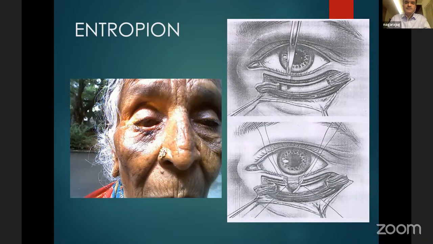According to the textbook description of the modified Wheeler's procedure, double breasting of the orbicularis oculi and a small wedge resection, still the patient ended up with a consecutive ectropion. Here you can see this was a case of entropion. The patient immediately after surgery, even before the sutures were removed, maintained an ectropion.